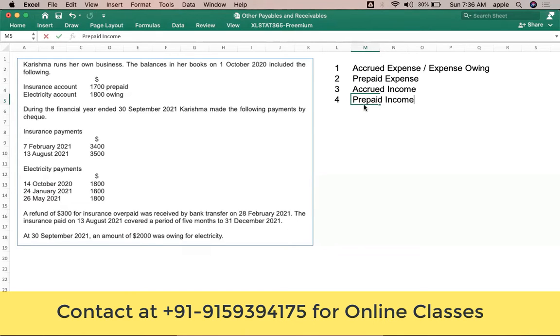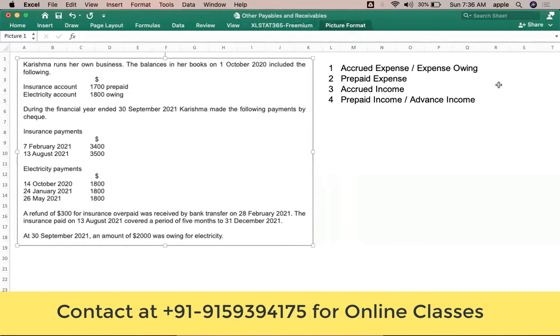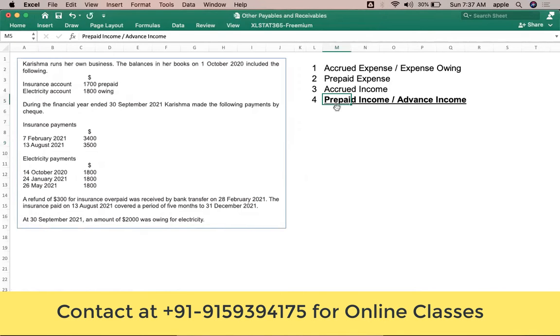prepaid income. So it's when, before you've done the work, you have already been paid in advance. Prepaid income means someone paid me the income in advance, but the work is still pending. So the work will be done in which year? Next year. We got the money, but the work is not done. So the income is actually related to next year only, but we got that money in advance.